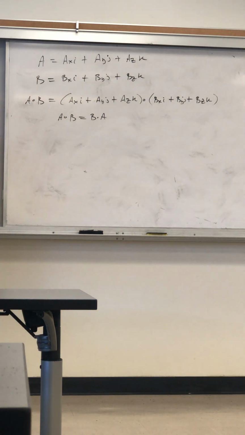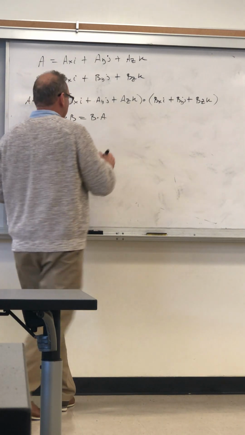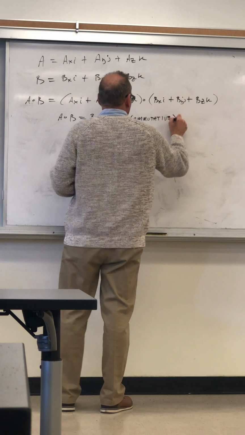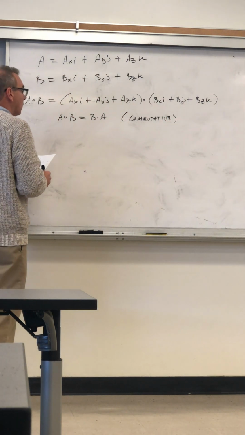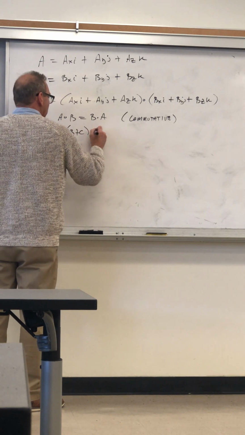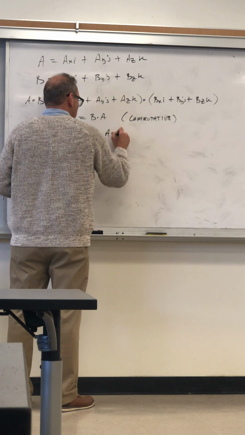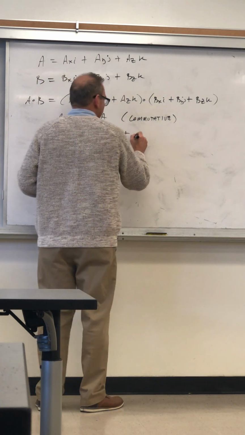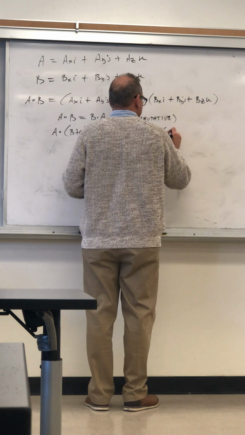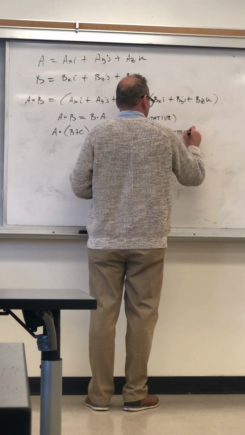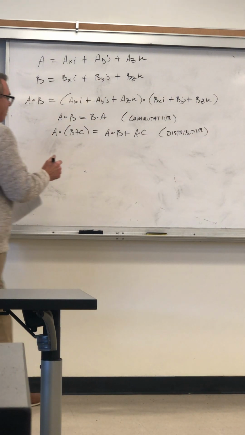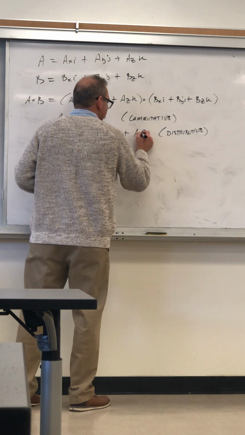A dot B equals B dot A. Called the commutative law. And A dot B plus C equals A dot B plus A dot C. Distributive law. A dot B plus A dot C.